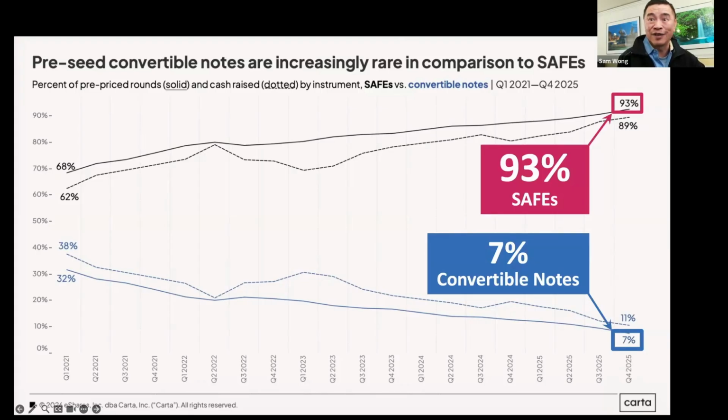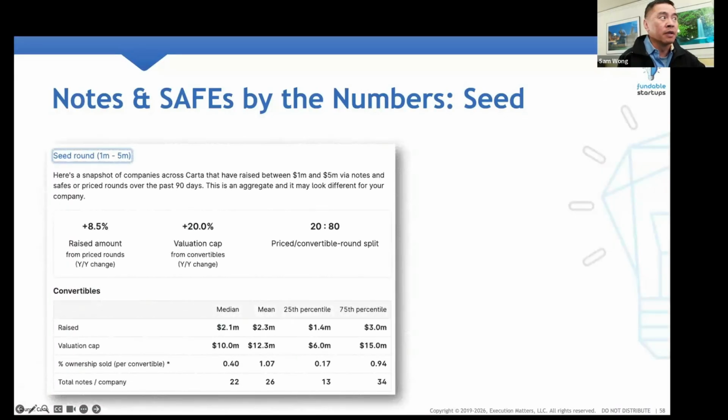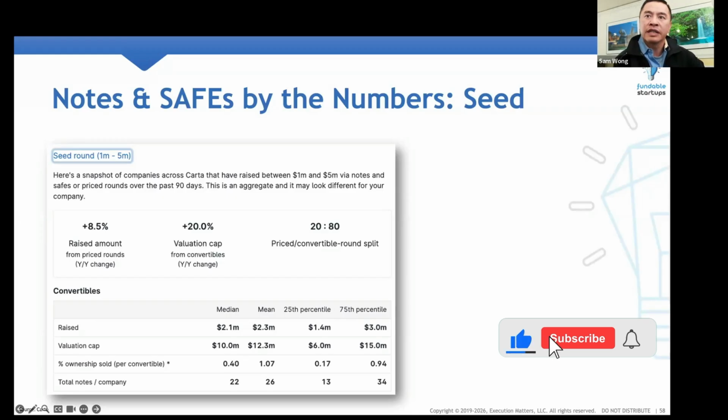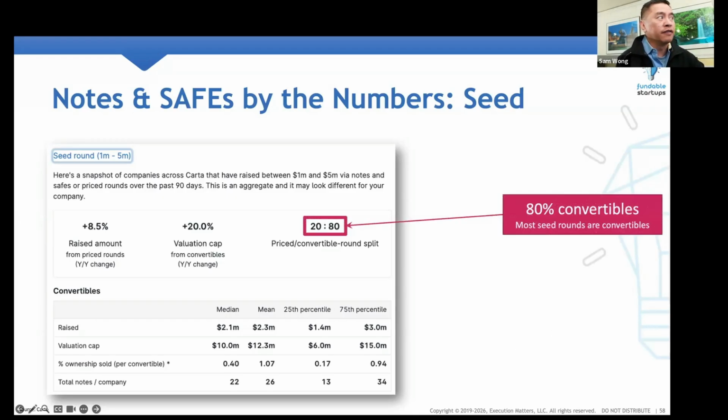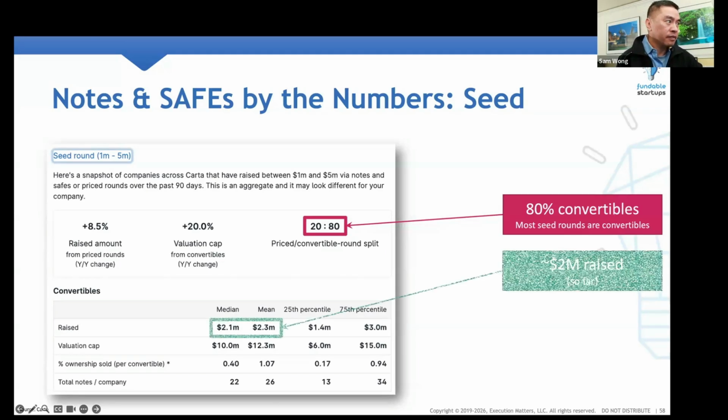So you can see very clearly where the trend is going. But if this is where all the startups are going and doing a lot of safes, what does it lead to when the company is finally doing a seed round? Well, using Carta-based data, 80% of seed rounds are still done on convertible instruments. 20% are done on a priced round with preferred equity. The median amount raised was about 2 million at the seed round.